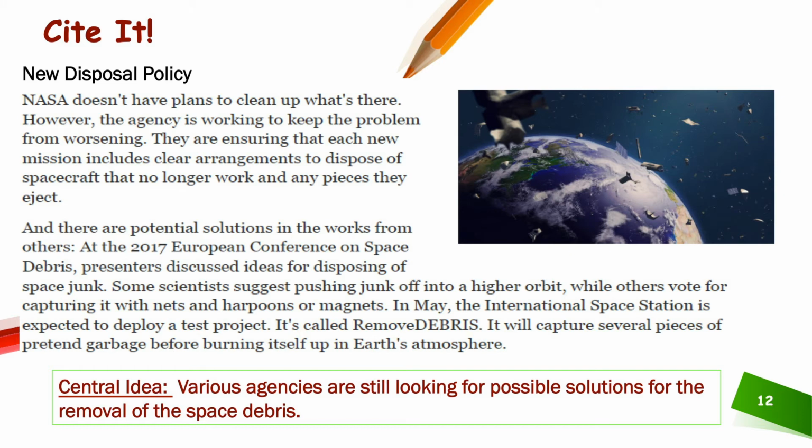At the 2017 European Conference on Space Debris, presenters discussed ideas for disposing of space junk. Some scientists suggest pushing junk off into a higher orbit, while others vote for capturing it with nets and harpoons or magnets. In May, the International Space Station is expected to deploy a test project. It's called Remove Debris. It will capture several pieces of pretend garbage before burning itself up in Earth's atmosphere.